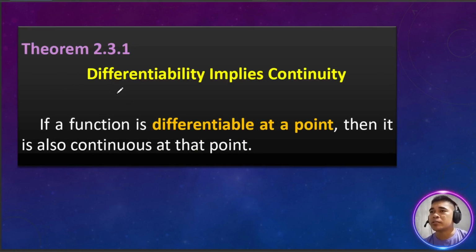Differentiability implies continuity. If a function is differentiable at a point, then it is also continuous at that point. So take note, if a function is differentiable at a point, so this is the if, then it is also continuous at that point.